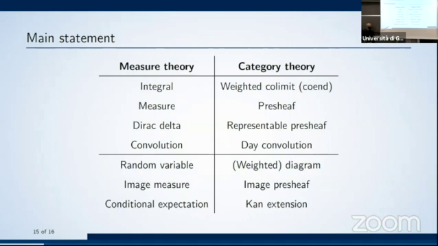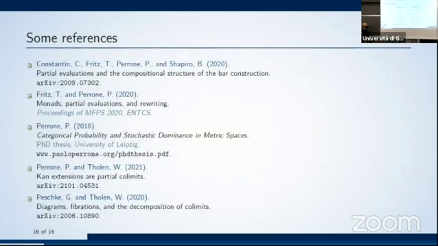All right, I think I'll stop here. Let me just say, you can find this in this preprint. More about partial evaluation can be found in the first 2 papers. The probability theory case was in my thesis, and some related work by Walter Tholen about decomposing colimits is here.